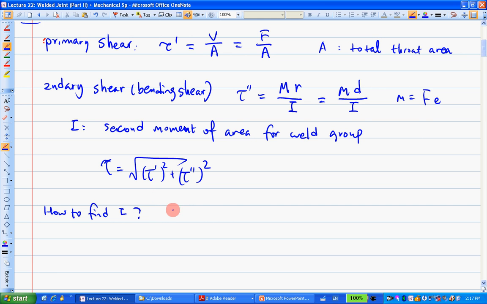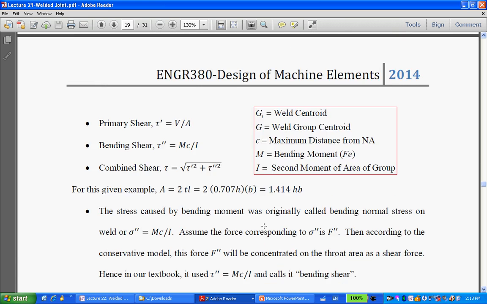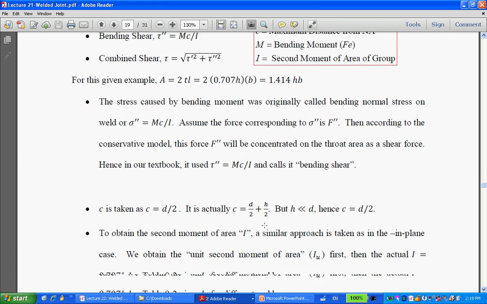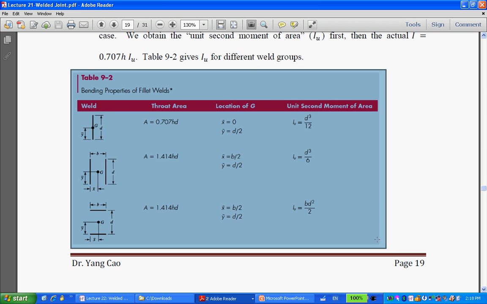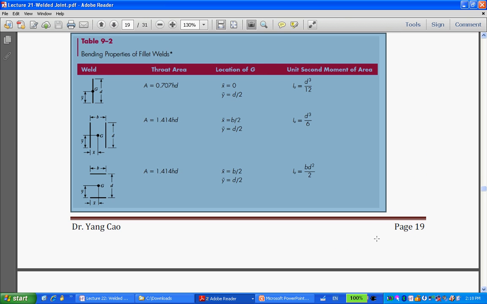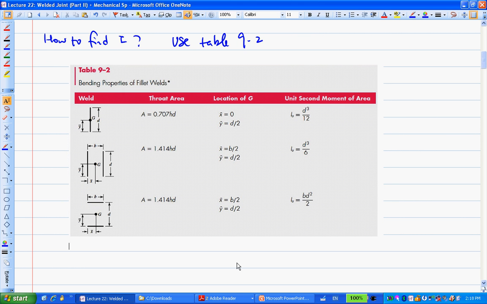So what we do is we use table 9-2. Table 9-2 looks like this one here. This is just a snapshot of part of 9-2. I think there are a few more geometries there, but the way to use 9-2 is very similar to the way to use 9-1.